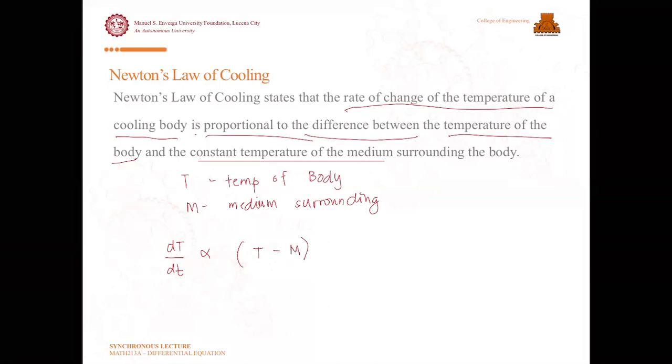Then from algebra, pag nakakita tayo ng proportionality, pwede natin siya maging equal sign by introducing a constant of proportionality. Okay? So, ibig sabihin, magkakameron tayo ng dT/dt. Okay? Equal sa k times (T minus M). Okay? So, ibig sabihin, ito yung differential equation concerning Newton's law of cooling. Okay? Pero kailangan, before we proceed, lagyan natin ng negative sign dito sa unahan niya.